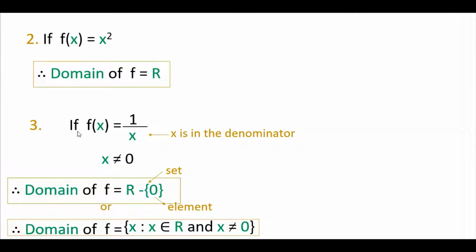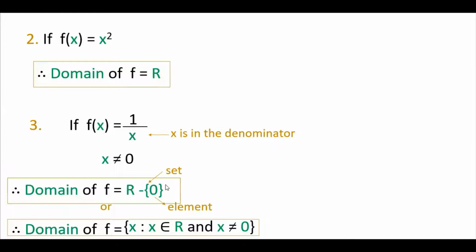And in the third example, if f of x is equal to 1 by x, find the domain of this function. Then here x is in the denominator. We know that the denominator should not be 0. Therefore, x is not equal to 0. So here the domain is, except 0, the set of all real numbers. So the domain of this function is equal to R minus 0.